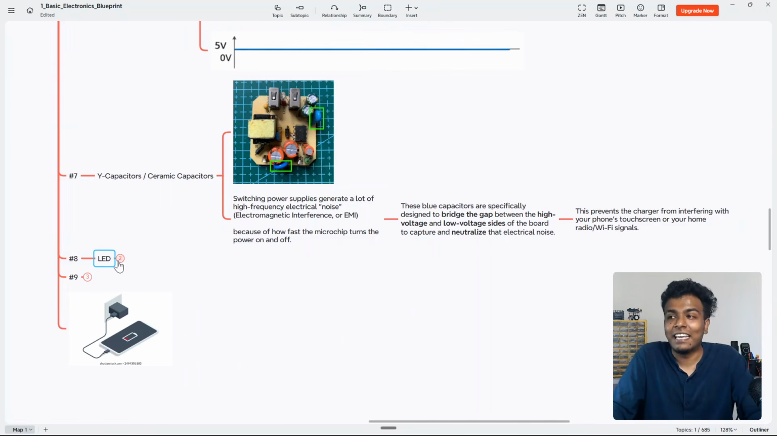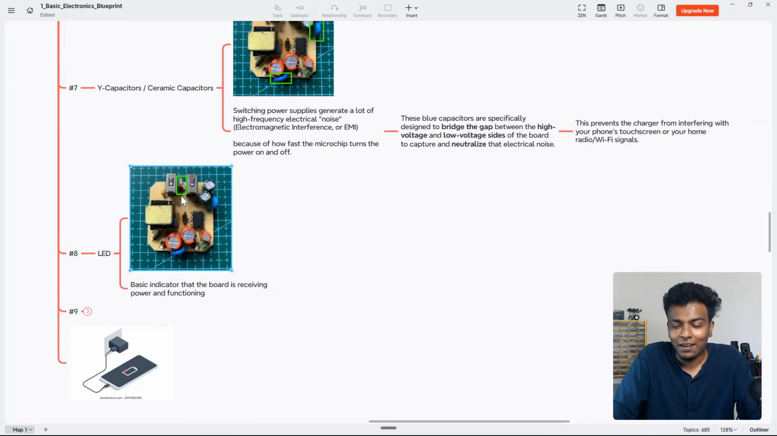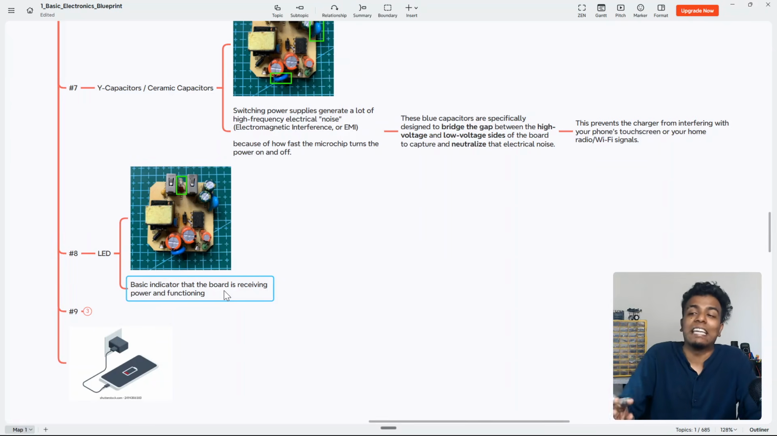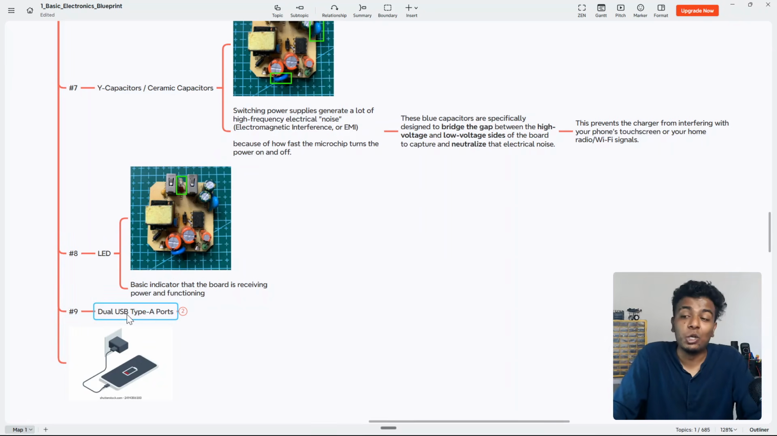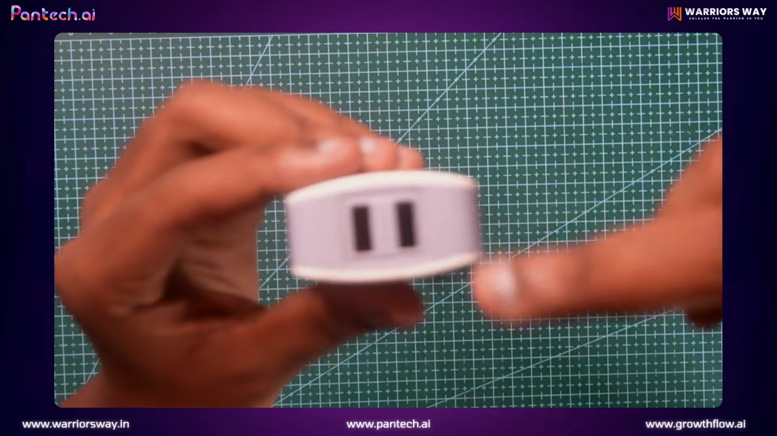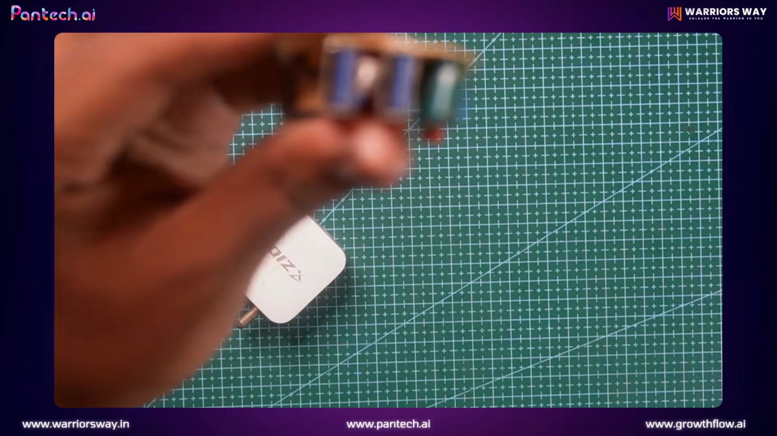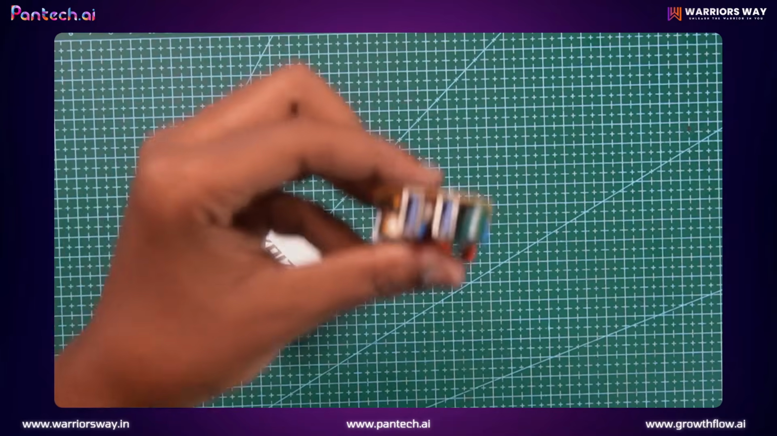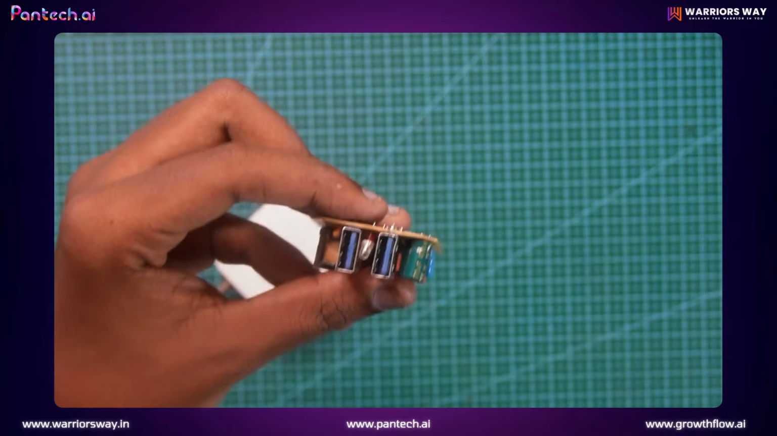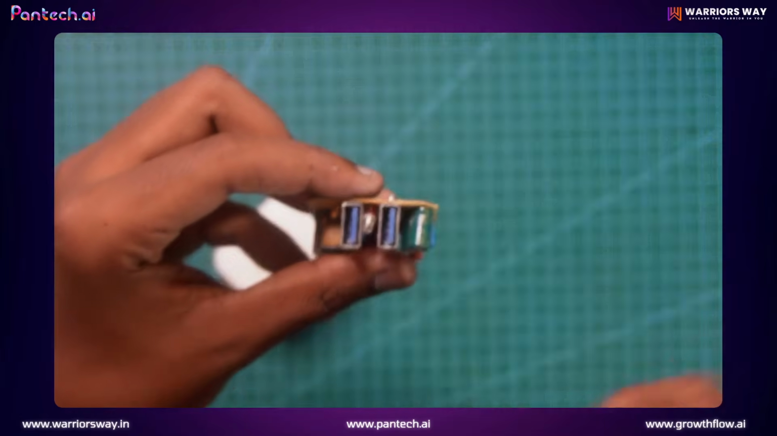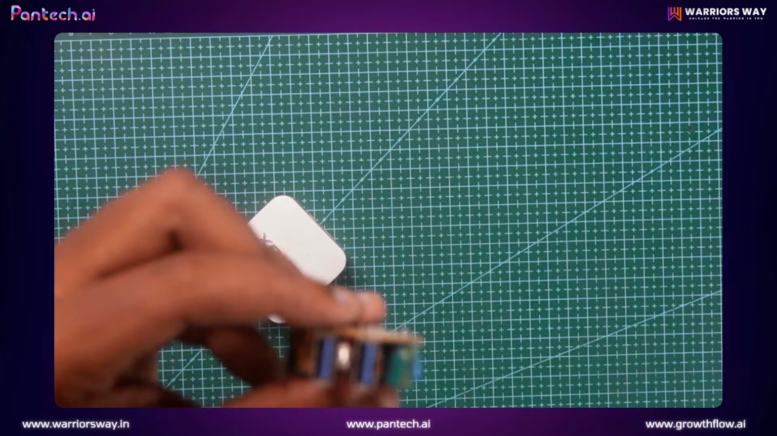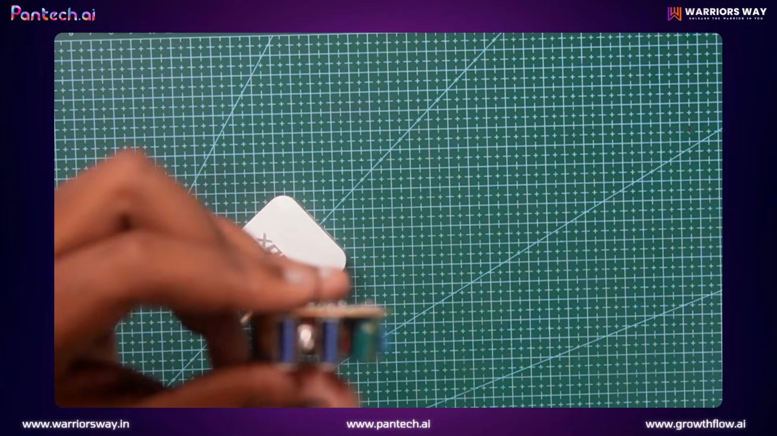And point number 8, here we're going to have an LED as well, because LED is simple. Nowadays there is no LED on many chargers, but this charger has an LED, which is just going to indicate whether it is in an on state or an off state. And point number 9, dual USB Type-A ports, because with this charger you can charge 2 mobile phones at the same time. So here we have dual USB Type-A ports which are connected. You will be getting a 5 volt output, so you can charge 2 mobile phones at the same time, and these two are going to equally deliver 5 volts and a certain current rating.